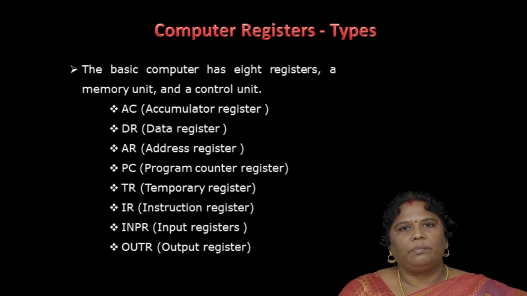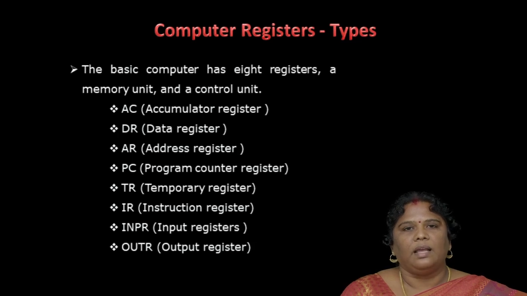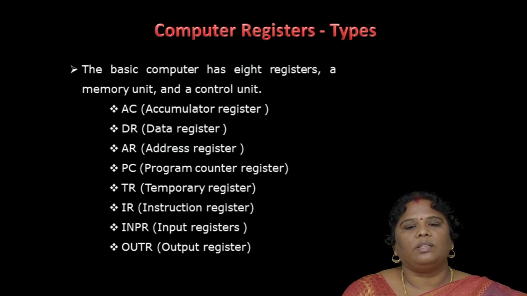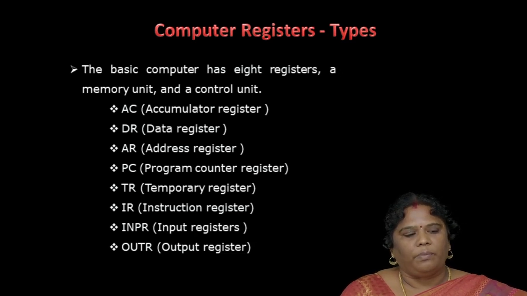Now we are going to study the types of computer registers. Our basic computing system comprises 8 basic registers, a memory unit and one control unit. What are the 8 basic registers? The accumulator register, AC, which is the symbol used for the accumulator register, data register, address register, program counter register, temporary register, instruction register, and input and output registers. These symbols AC, DR, AR and so on represent the registers. Now we can see them one by one.